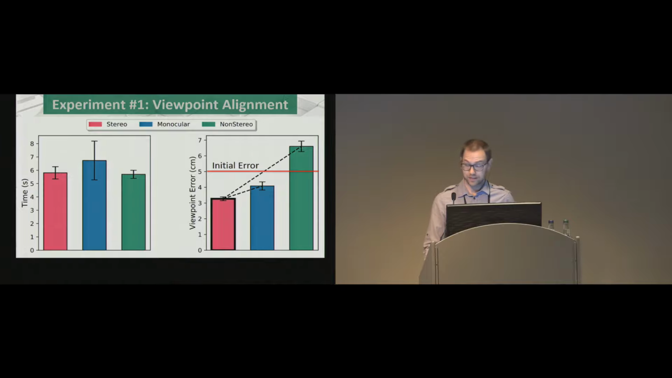So we found no significant difference in time on the left, but on the right-hand side, note the red line labeled initial error. This is how far away the rendering of the pattern started at. So stereo, in red, had a thick black border indicating that it was the significant best condition. And the dashed lines indicate there was a significant difference between stereo and the other two conditions. This task showed a strong effect of viewing condition on calibration accuracy.